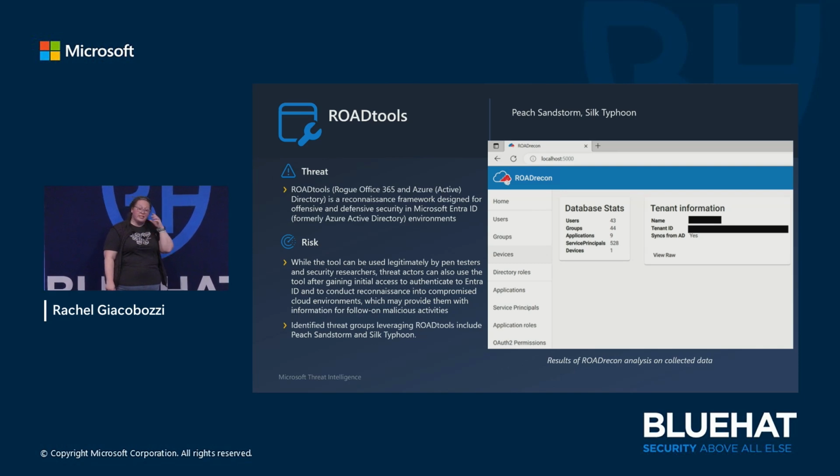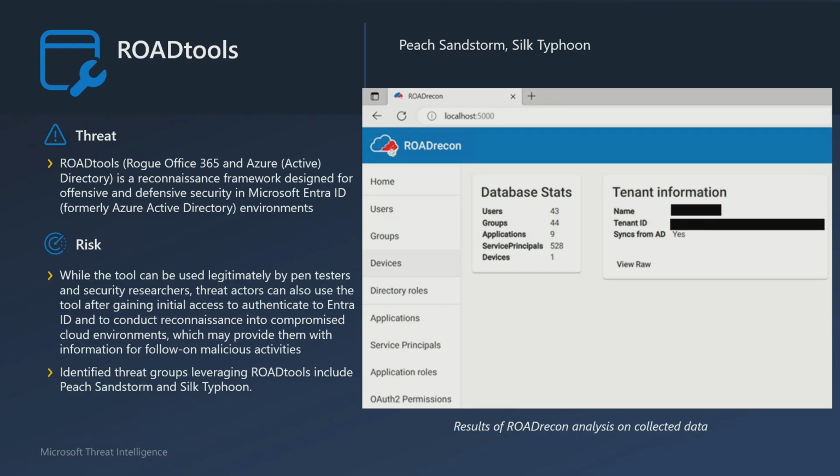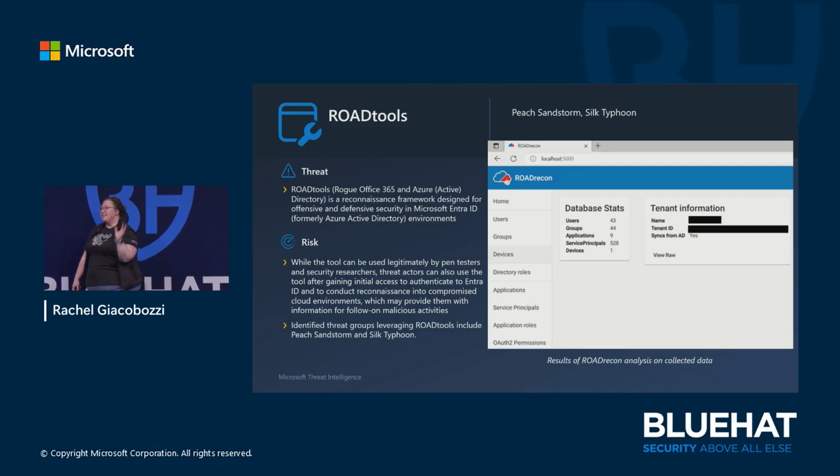Now, ROADtools is a legitimate recon framework for Microsoft Entra ID environments. It is used by both red teams and pen testing teams, as well as threat actors. And we actually observed Peach Sandstorm and Silk Typhoon, a Chinese nation-state actor, using ROADtools. Now, this tool is used after gaining initial authentication into Entra ID. So the threat actor that uses this tool has to have legitimate credentials first into Entra ID. This does not give them that access. They have to have that access.